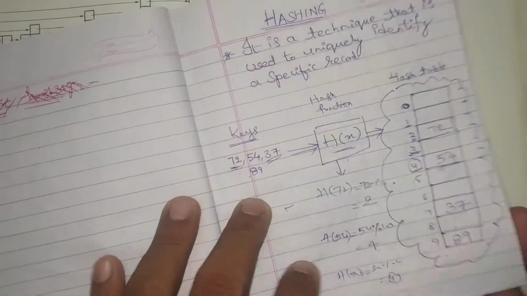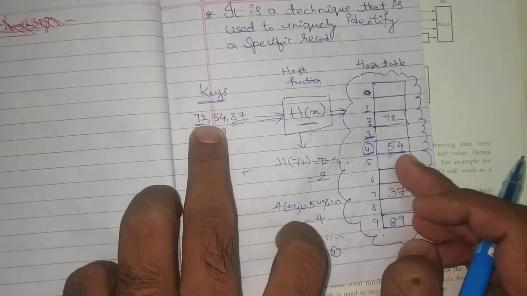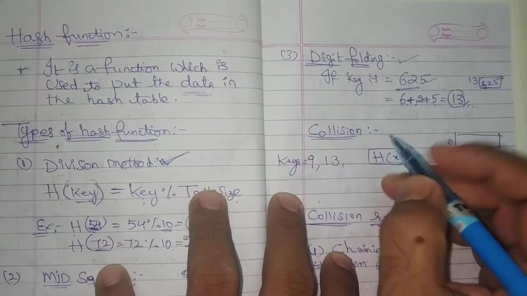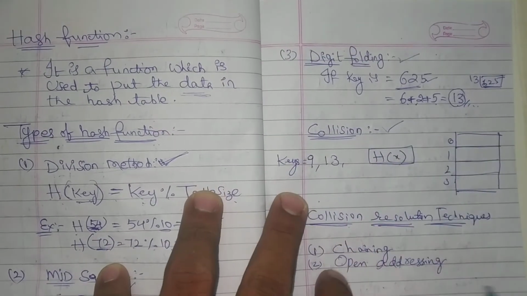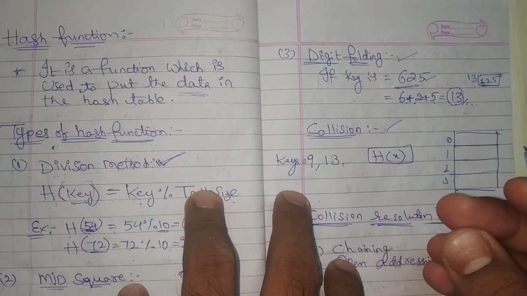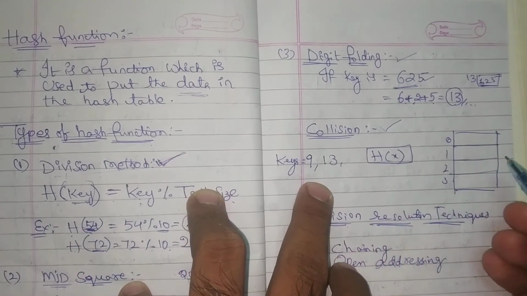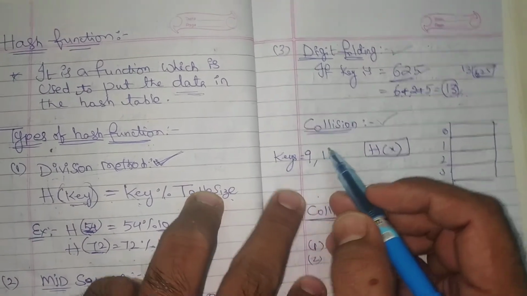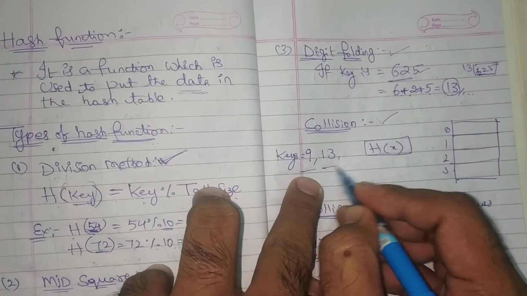But while we are storing keys on the hash table, there is a problem. The problem is called a collision problem. Collision means very simple. When we are storing 2 or more keys on the same location, it is called a collision. For example, see here, your keys are 9 and 13.